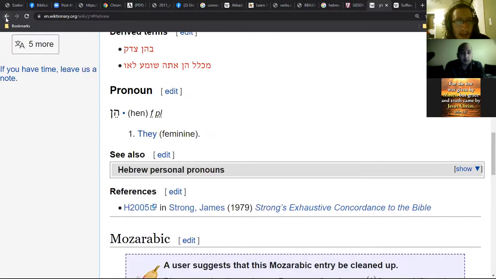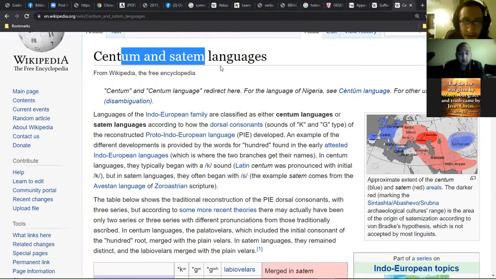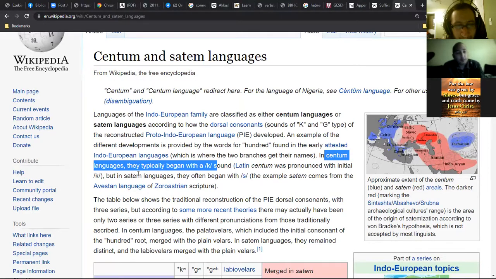So now let me show you guys there's something else to show you about this. All right. Back here. This is a scholarly thing. This talks about Indo-European languages, but the same phenomenon in Indo-European languages occurs in Hebrew with Akkadian, shockingly, which gives evidence for this being an actual thing. So you take a look here and it says Centum and Satem languages. What it basically says is Centum languages typically began with a K sound, but in Satem languages, they often began with an S.